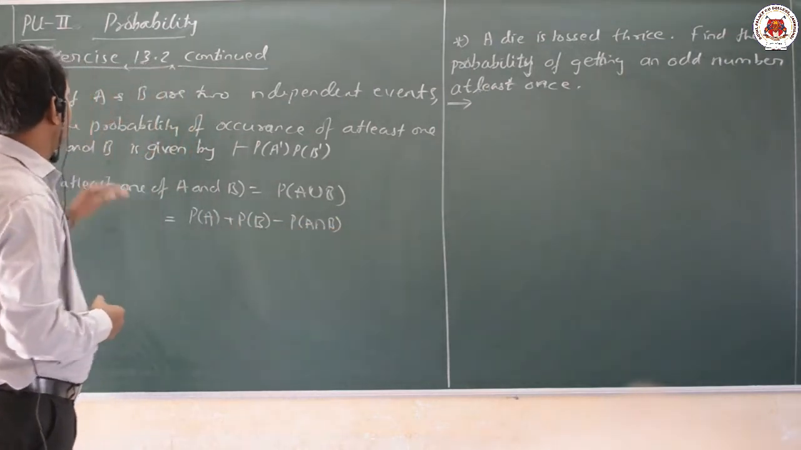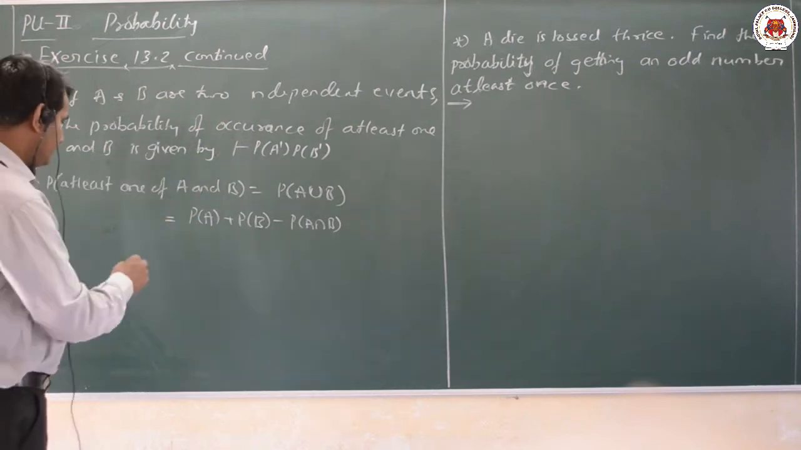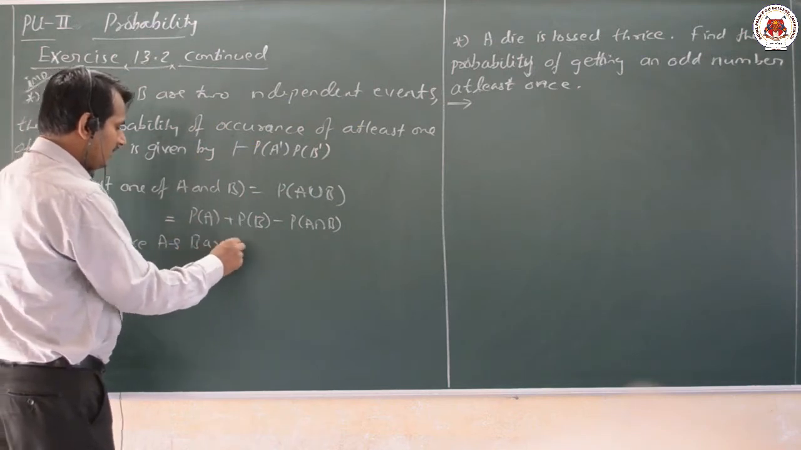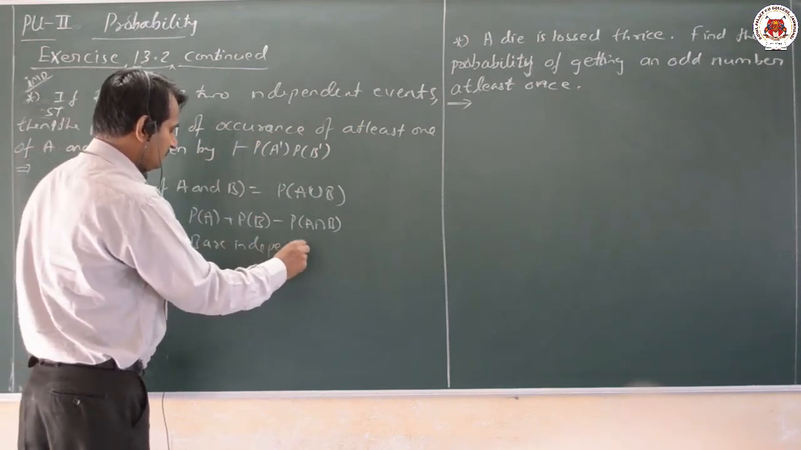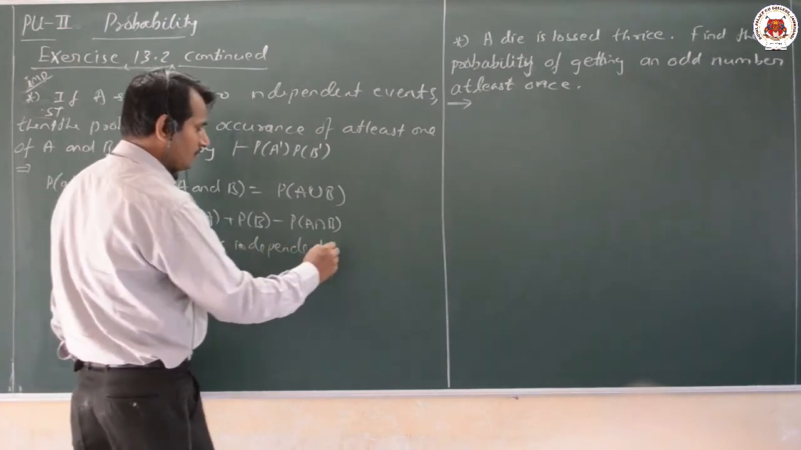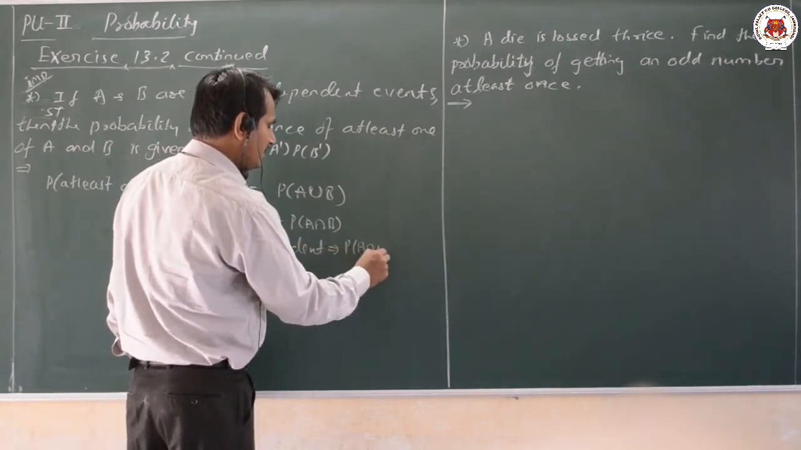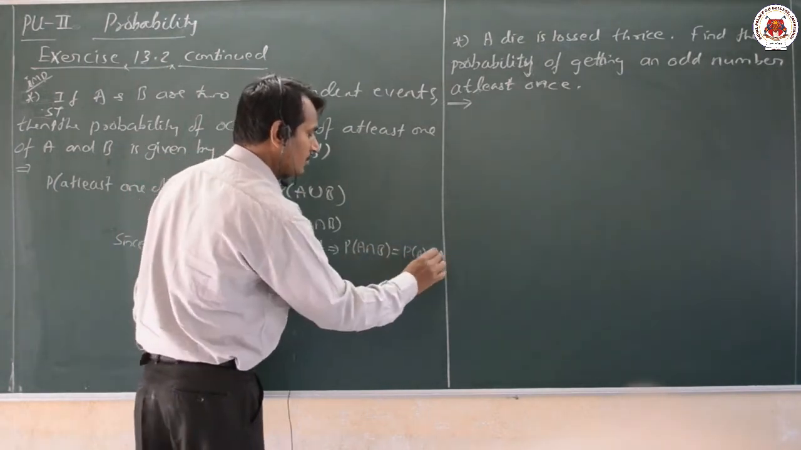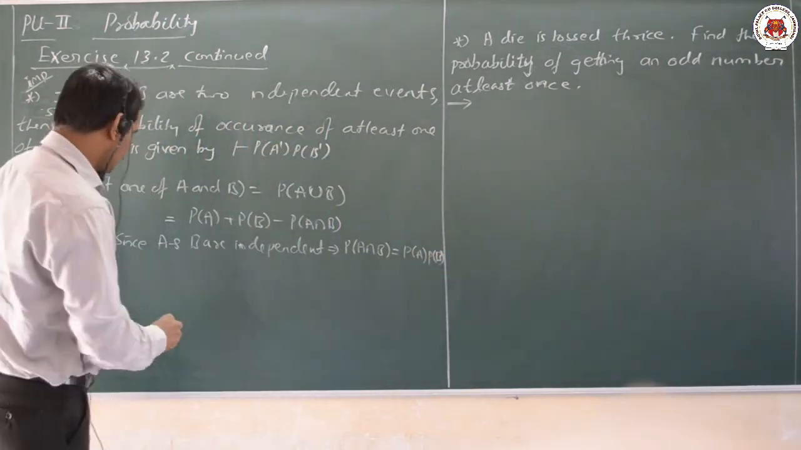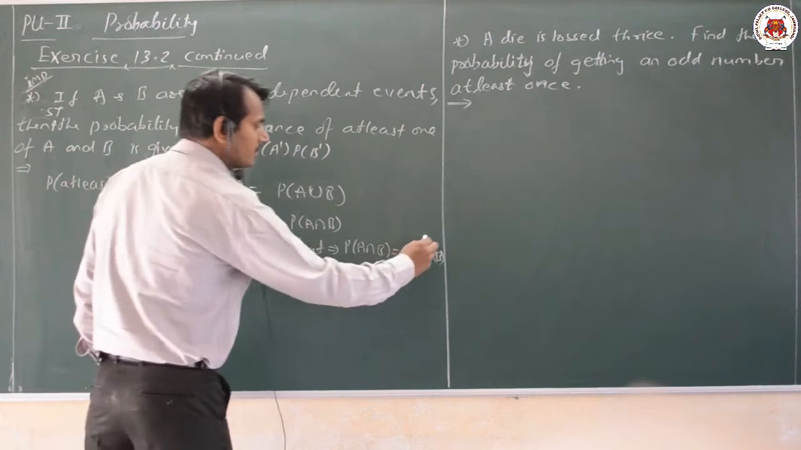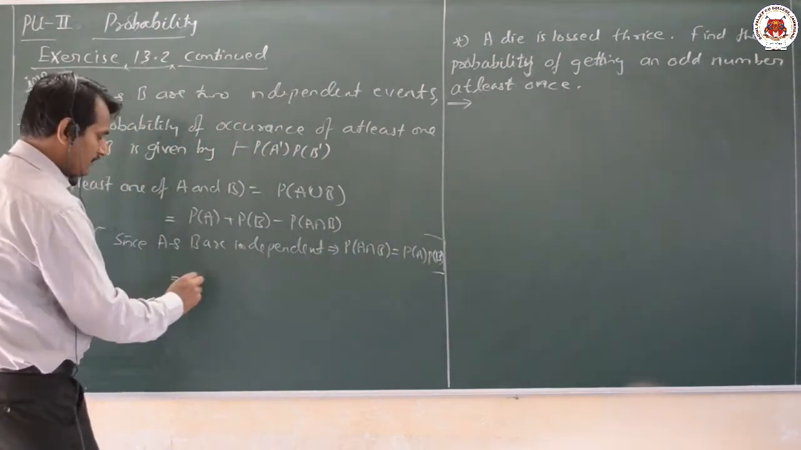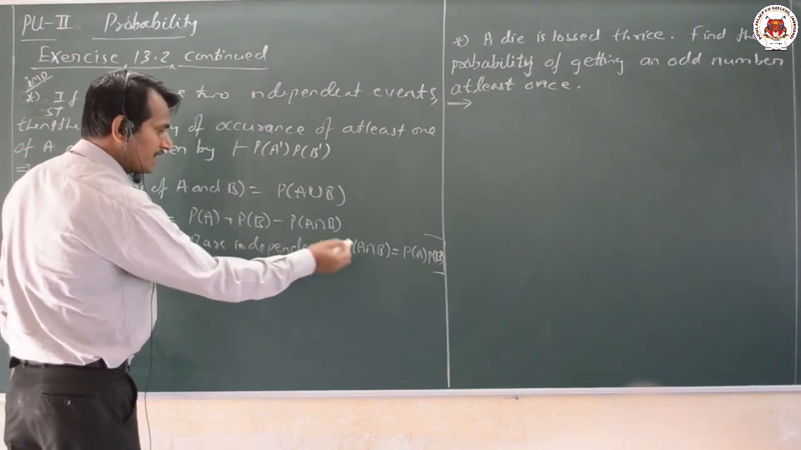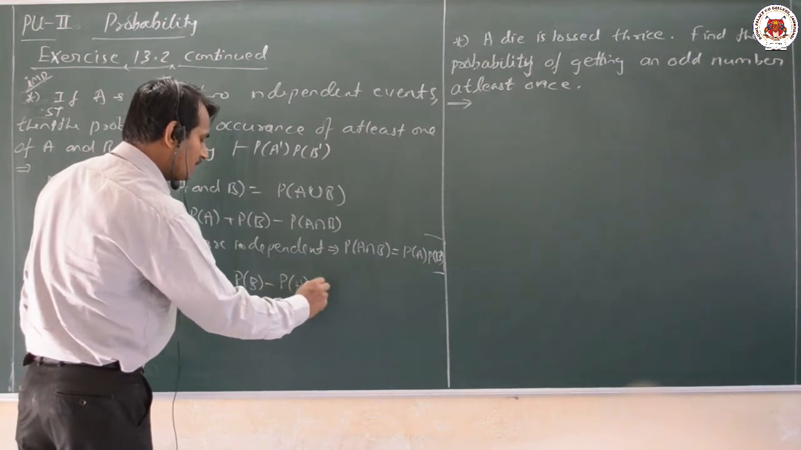Now, since A and B are independent events, P of A intersection B equals P of A into P of B. Therefore, what I get is P of A plus P of B minus P of A intersection B, which means P of A into P of B.